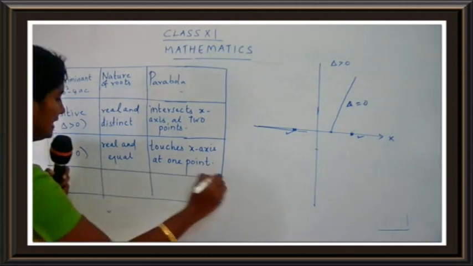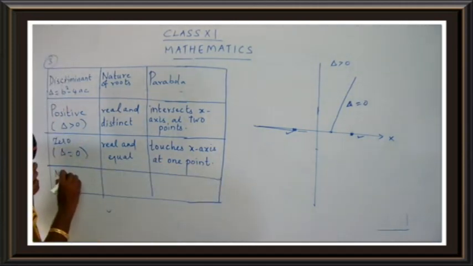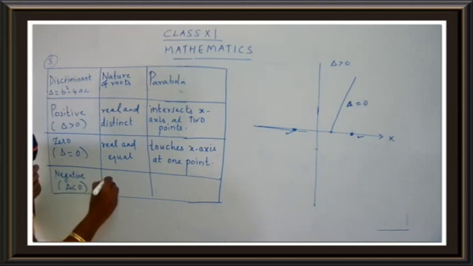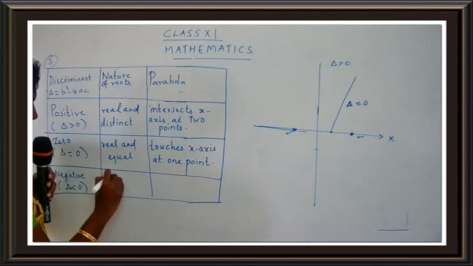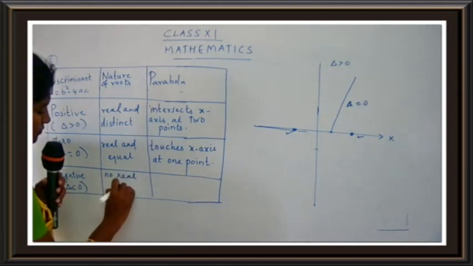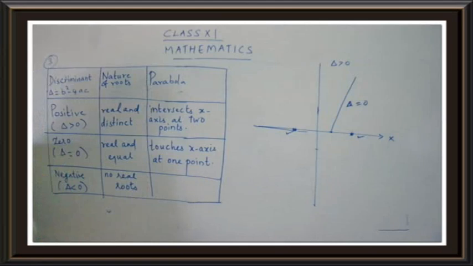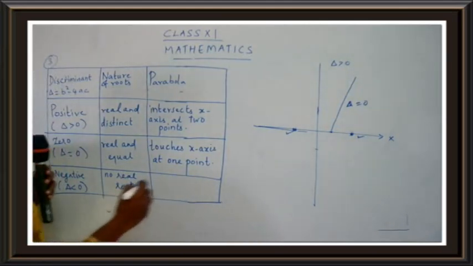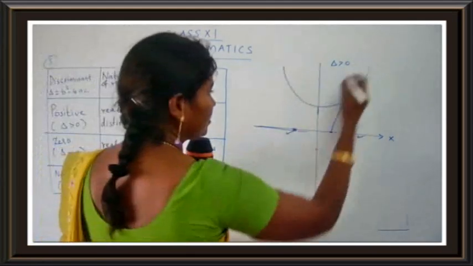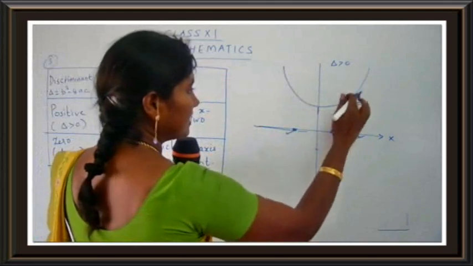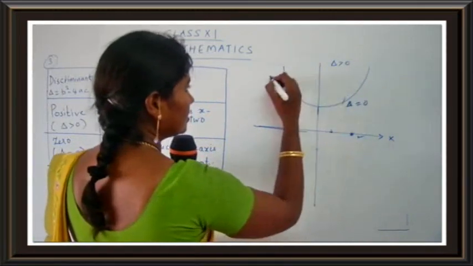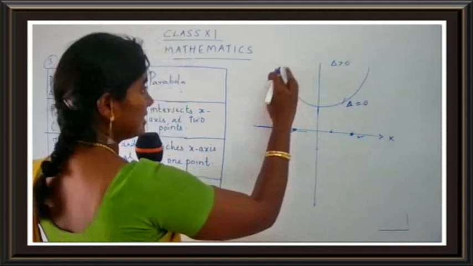The next one is negative. Delta is less than 0. No real roots. Does not meet x-axis. Somewhere here it will not at all touch. It will not at all touch the x-axis. This is for delta is less than 0.